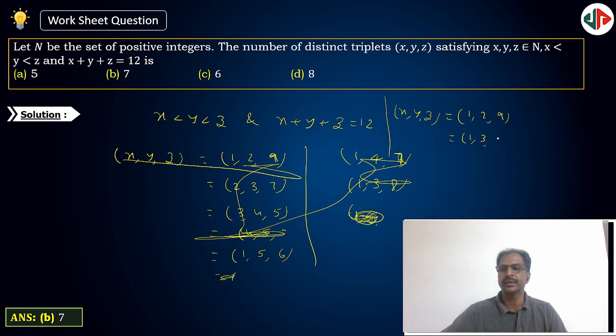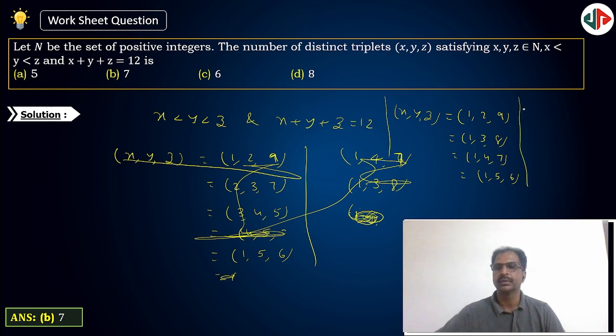Next 1 3 8, 1 4 7, 1 5 6. In all the cases x < y < z and x + y + z is 12. Next 2 3 7. Sum should be 12. 2 4 6. That's all.